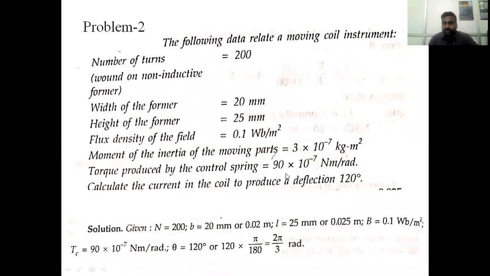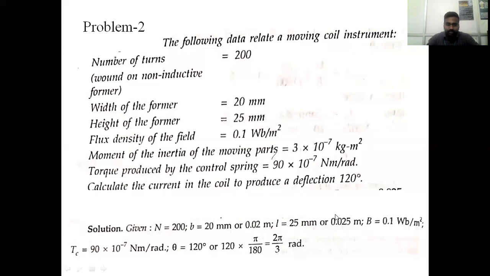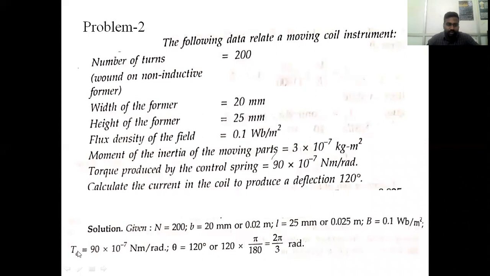So this is the given data. We have the number of turns, the breadth of the aluminum former converted into meters, and the length of the aluminum former. The maximum flux density B is 0.1 Weber per meter square, and the controlling torque is 90 into 10 to the power of minus 7 Newton meter per radian. Theta is 120 degrees, which I converted into radians.